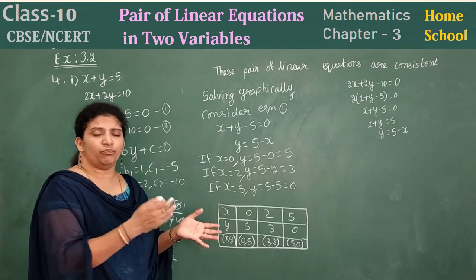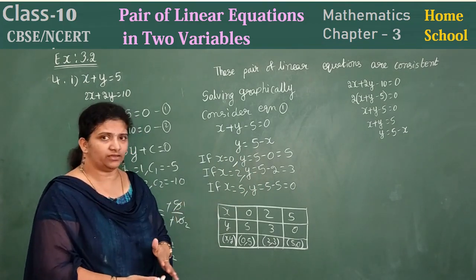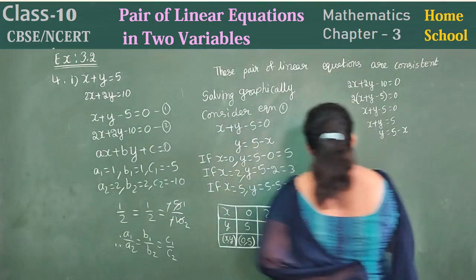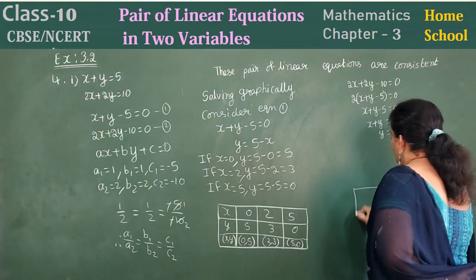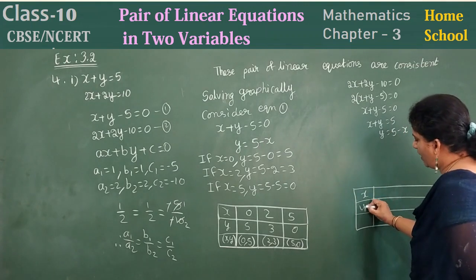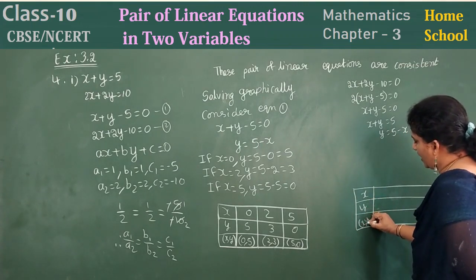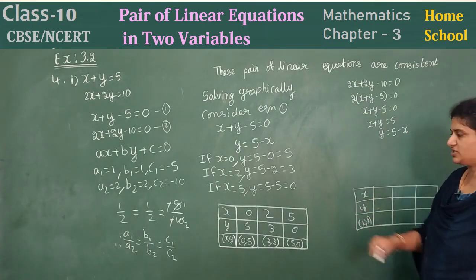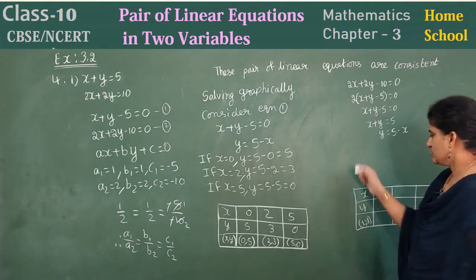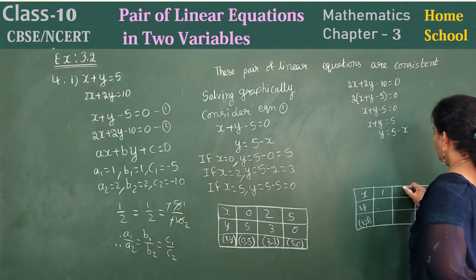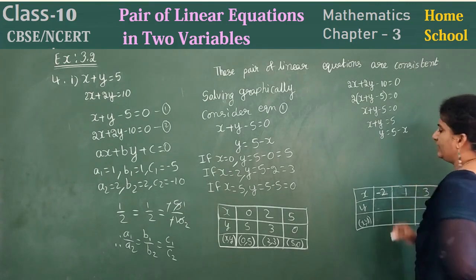Okay. So if you want one more table, you can take one more table, children. The points will be overlapping one another. If you want, you can take, let's see here, one more box. x, y, x comma y. What values are we going to take, children? 0 to 5 I have taken there. So let me take here minus 2, 1, 3.